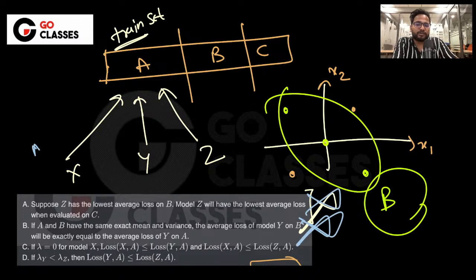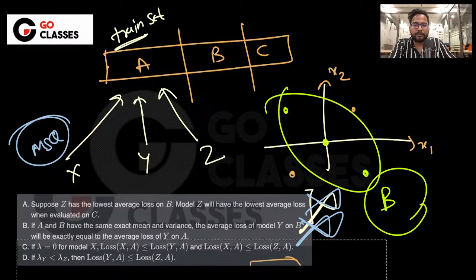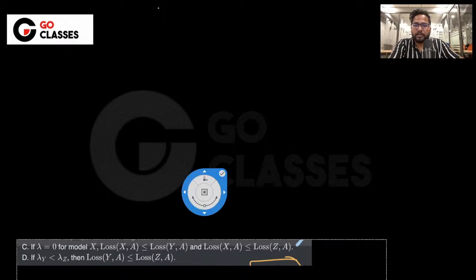It was an MSQ question. Let's just see if C is true or not. Let's see what this option is saying. Option C is saying, let me go to the next page and tell you what options C and D are saying. Option C is saying that you have lambda equal to 0 for X, so loss of X on A and loss of Y on A. So they're talking about only A.